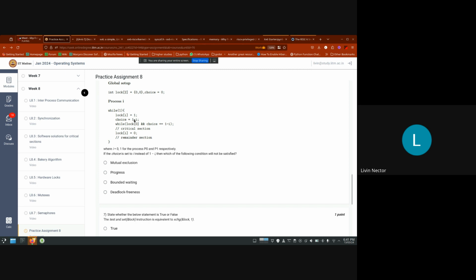And here there is a mistake, so we'll correct this. So there's only one mistake, right? Instead of a lock of 0, there should be lock of 1 minus I. And the question says that if the choice is set to I instead of 1 minus I, it should also be checking I instead of 1 minus I.